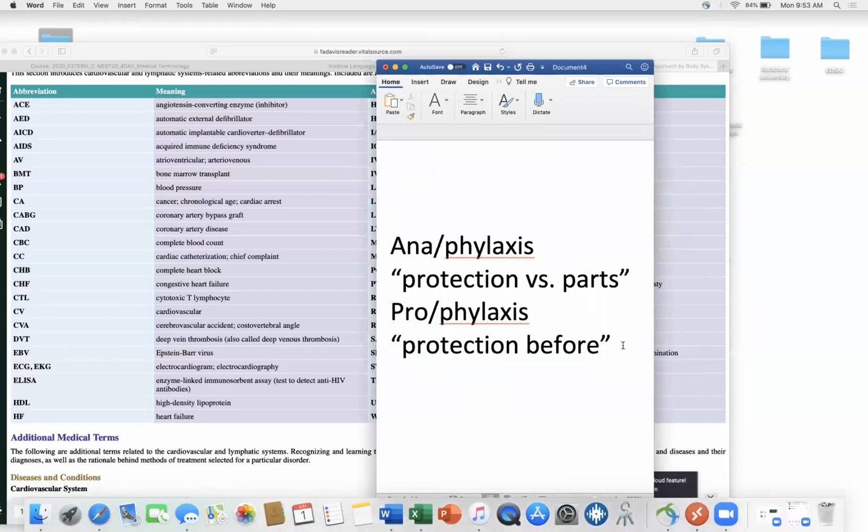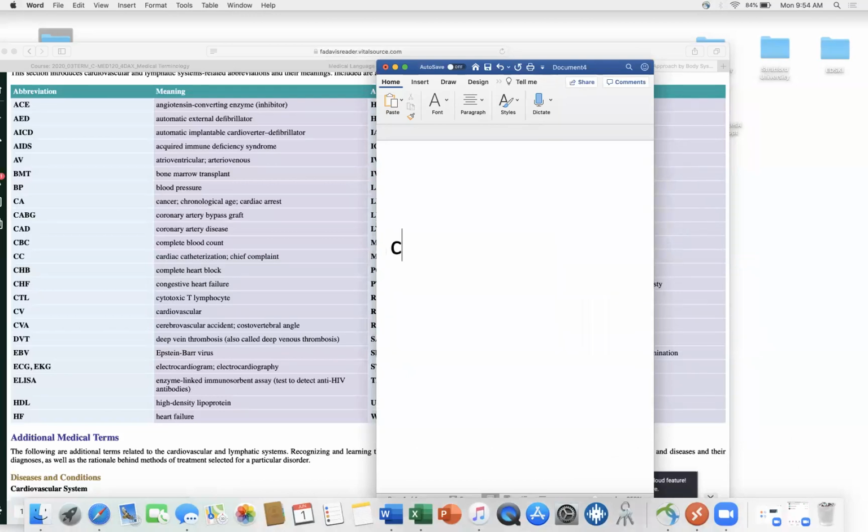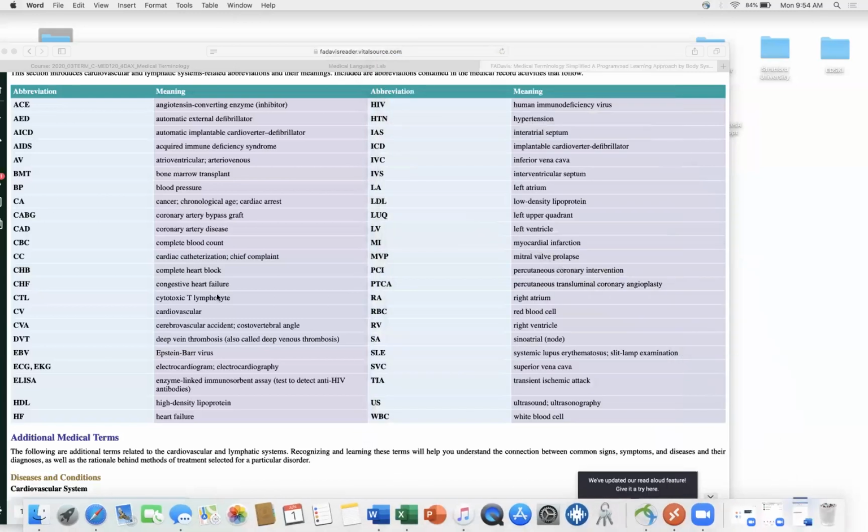There's another term they have in cardiology called cor pulmonale. Cor pulmonale means that it's right-sided heart failure and indicative of CHF or congestive heart failure. CTL, never seen that before in my life. CV, cardiovascular. CVA, we already went to.